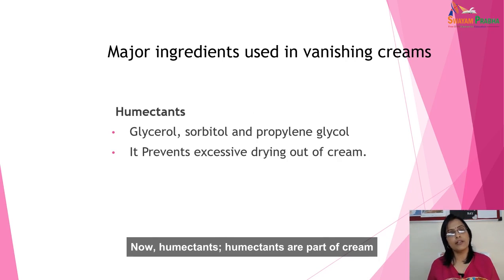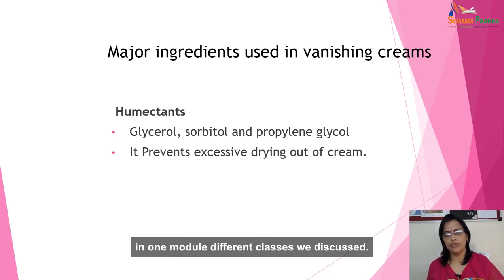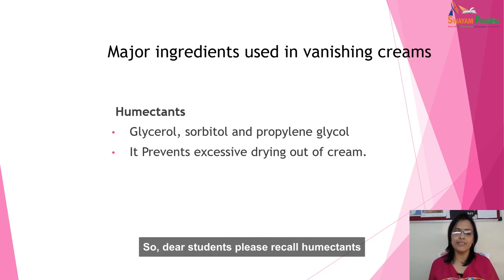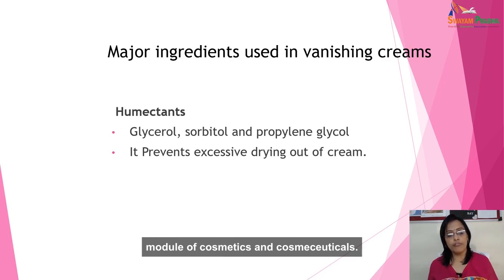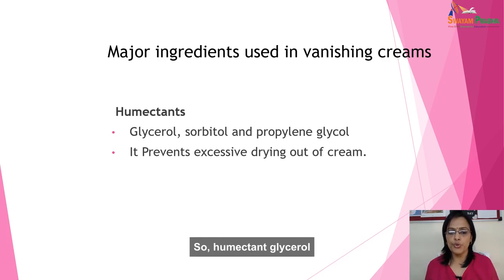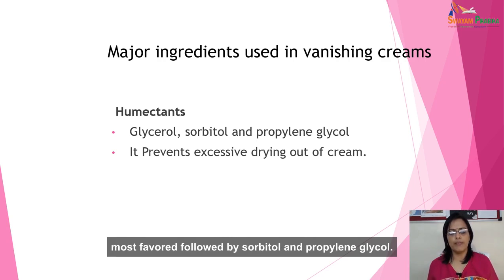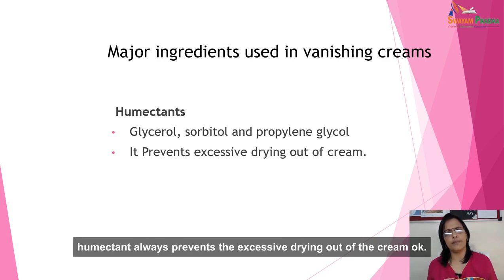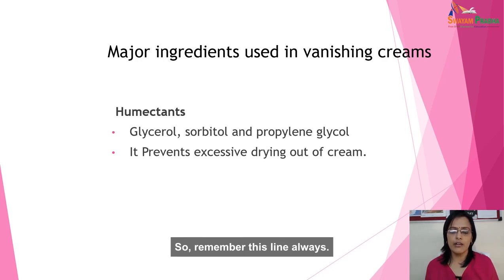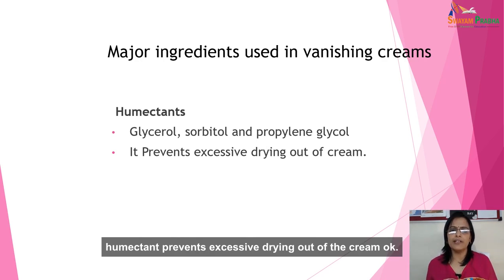Now humectants are part of creams. We have already discussed humectants and their different classes in one module, so dear students, please recall the humectants module of cosmetics and cosmeceuticals. Glycerol is the most favored humectant, followed by sorbitol and propylene glycol. It prevents excessive drying. Always remember this line, that a humectant prevents excessive drying out of the cream.